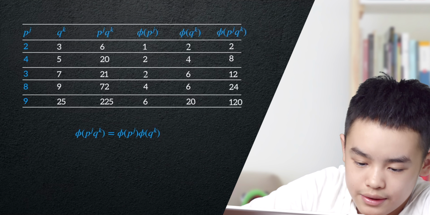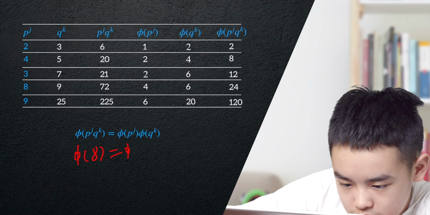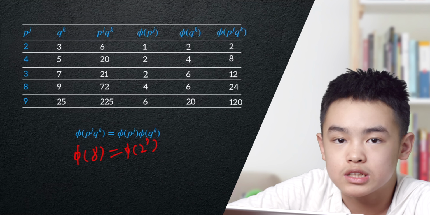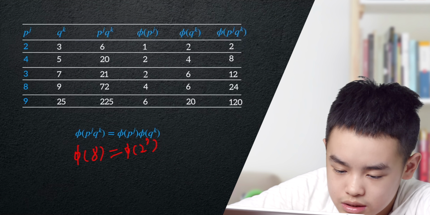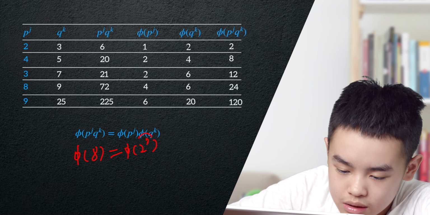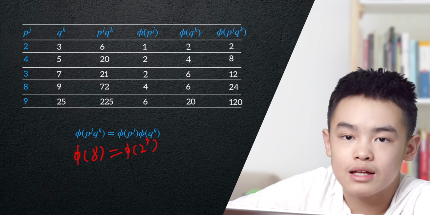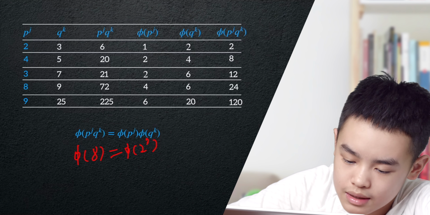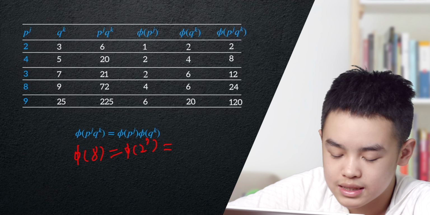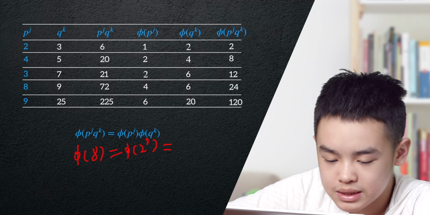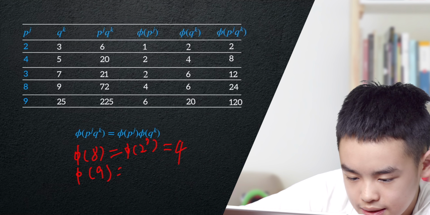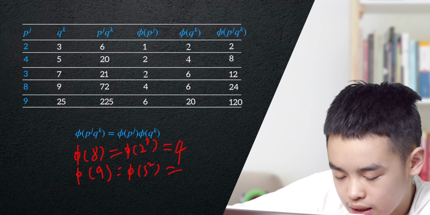So let's just use 8 and 9. Phi 8 is, as we know, phi of 2 to the third power. A quick way to solve this is we see that 2 is a prime. So every 2 numbers, there will be a number that is not relatively prime to 2 to the third power. And how many numbers are not relatively prime to 2 to the third power? Well, there are in total 2 to the third power numbers, and if we divide that number by 2, we have 2 to the second, 2 squared. So we have phi 2 cubed, which is basically 2 cubed minus 2 squared. And we get 4.